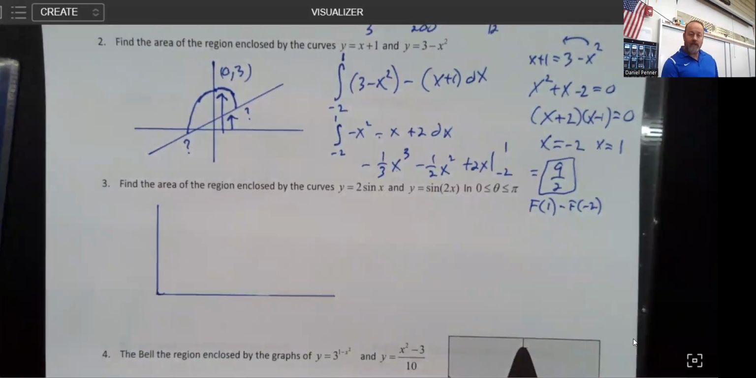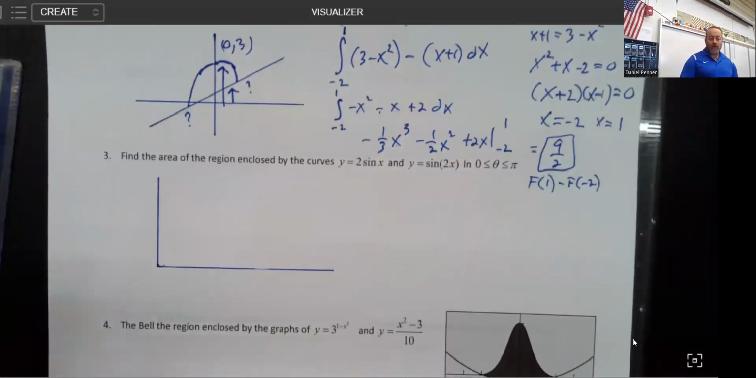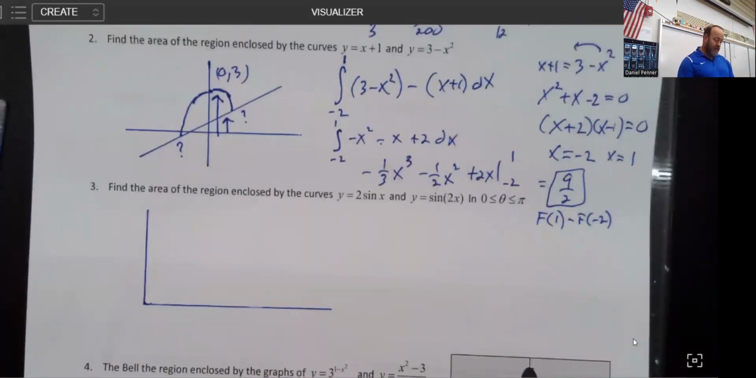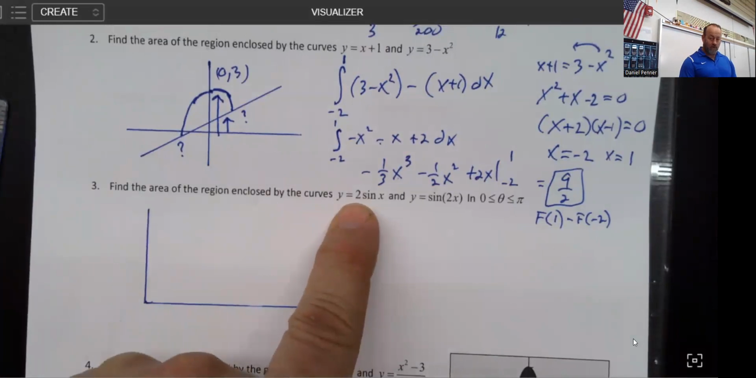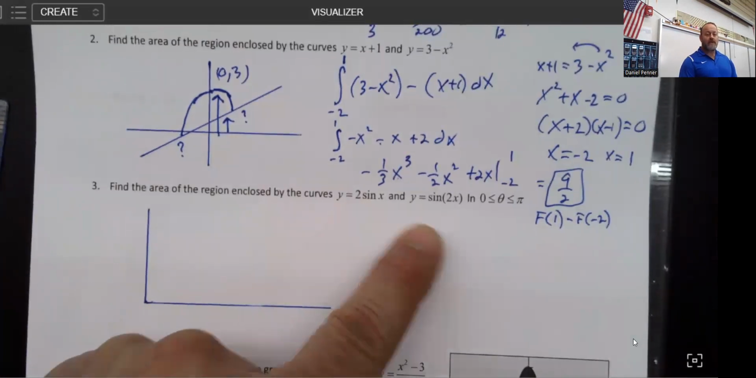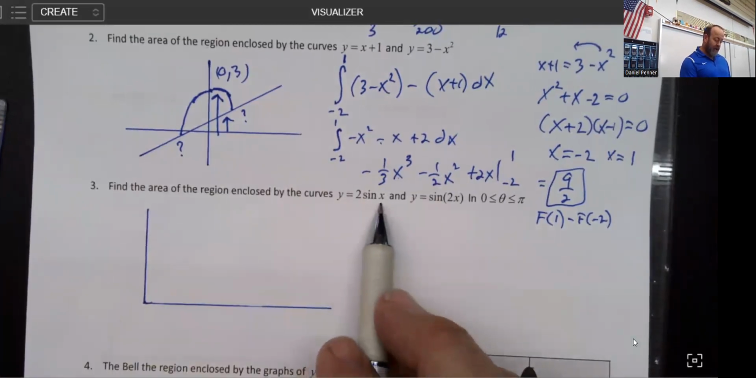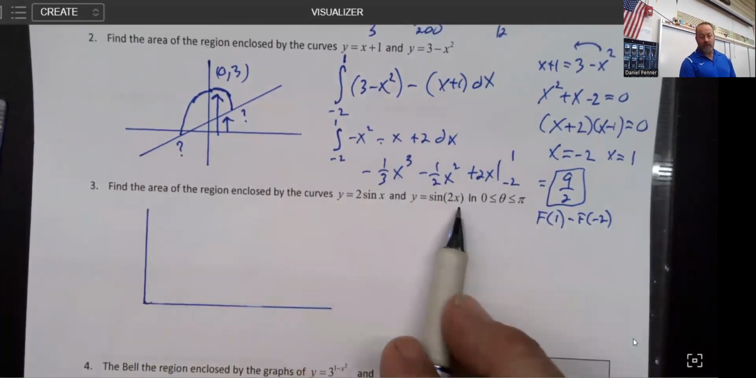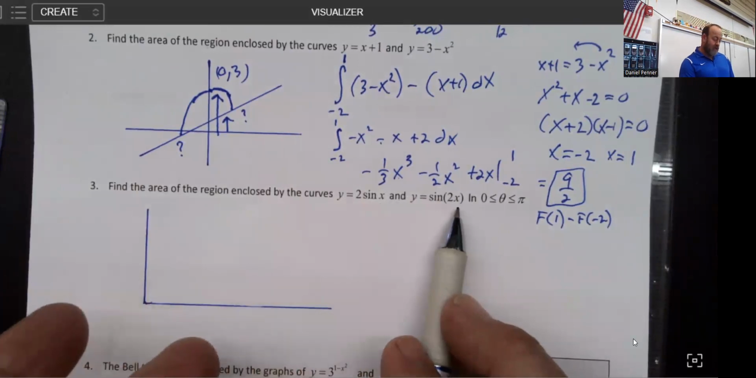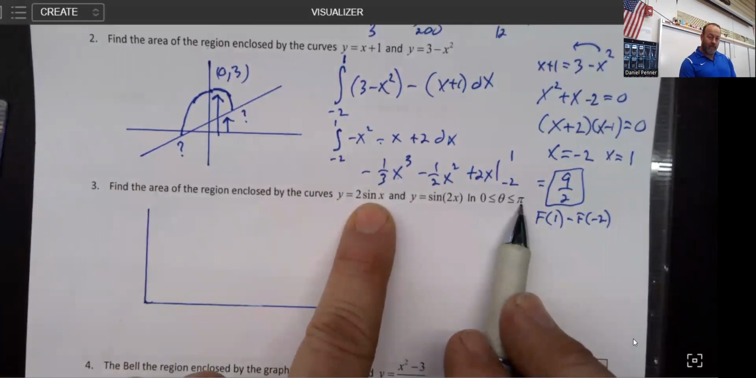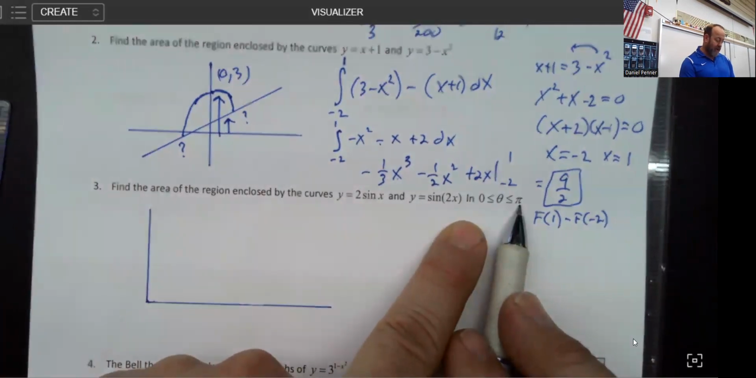On number 3, we are going to find the area of the region enclosed by these 2 simple sine waves. Keep in mind, this one has an amplitude of 2, whereas this one has an amplitude of 1. The period of this one is 2 pi, but the period of this one is 1 pi, which actually works okay because we are only going to see half of this period, but we're going to see the whole period of this particular sine wave right here.